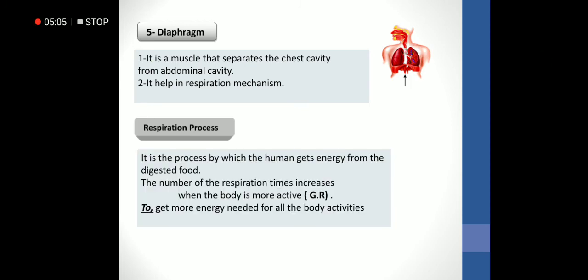Respiration process. It is the process by which the human gets energy from the digested food. The number of respiration times increases when the body is more active, to get more energy needed for all body activities.